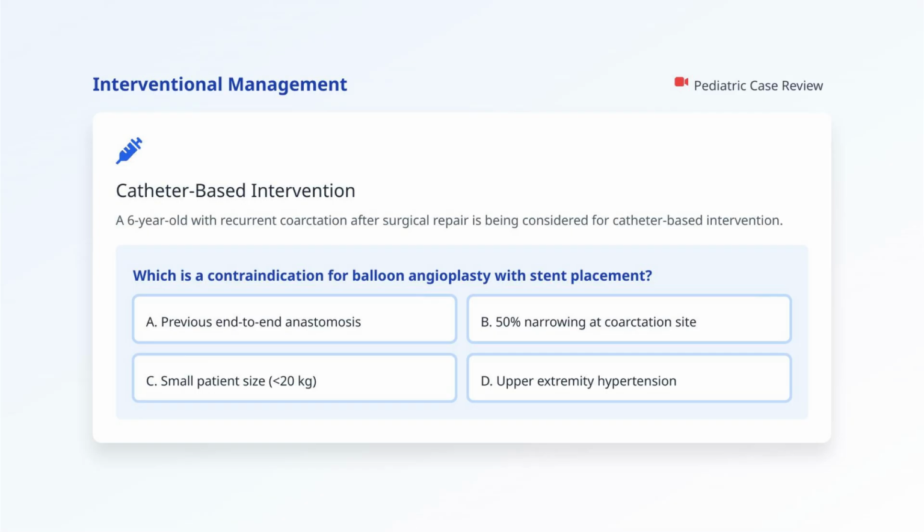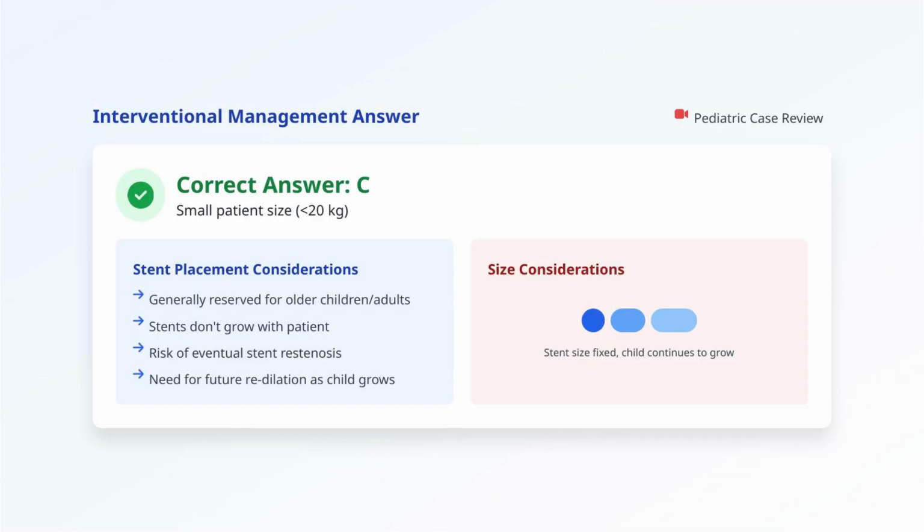A 6-year-old with recurrent coarctation after surgical repair is being considered for catheter-based intervention. Which is a contraindication for balloon angioplasty with stent placement? A. Previous end-to-end anastomosis. B. 50% narrowing at coarctation site. C. Small patient size, less than 20 kilograms. D. Upper extremity hypertension. The correct answer is C.